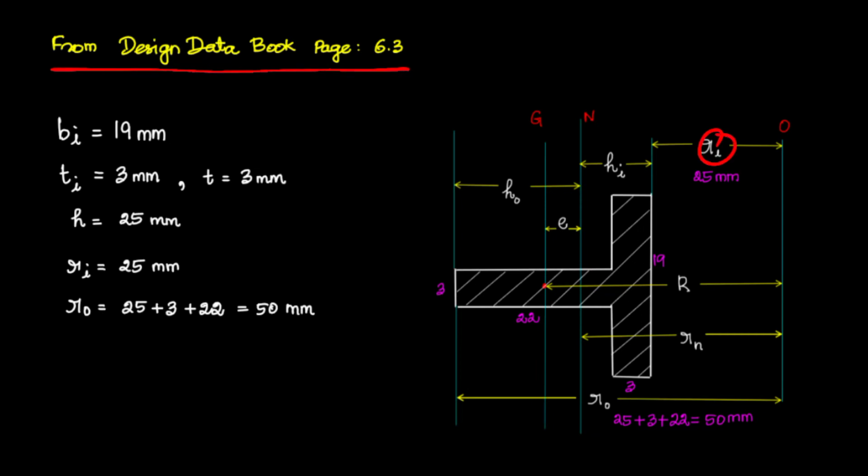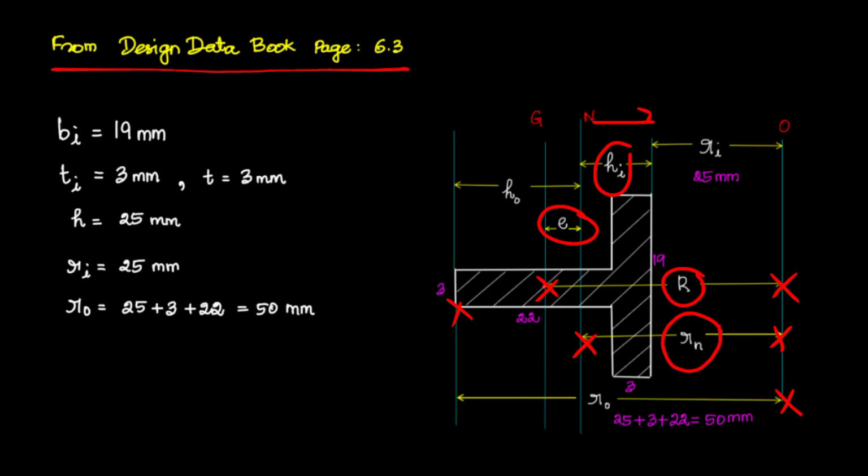We can see different notations from the diagram. First of all, Ri. Ri is the distance between the center of curvature and the inner fiber of the cross section. Up to the outer fiber, the distance is Ro. So Ro is the distance between the center of curvature O and the outer fiber. Rn is the distance between the center of curvature and the neutral axis, and R, the mean radius, is nothing but the distance between the center of curvature and the centroidal axis, the centroid. E is the distance between the centroidal axis and the neutral axis. Hi is the distance between the inner fiber and the neutral axis, and Ho is the distance between the neutral axis and the outer fiber.